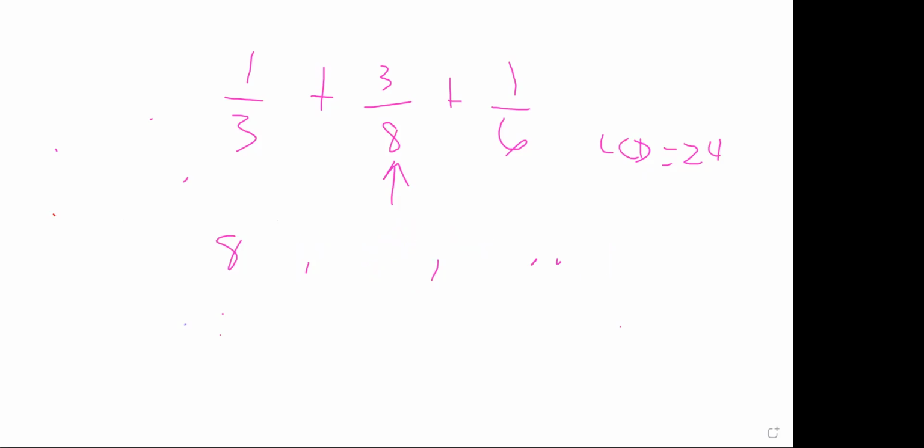So now I'm going to set up all the fractions to have denominators of 24. So for the first one, 1/3, I have to multiply by 8 over 8. So 8 over 8 times 1/3 plus. For 8 as the denominator, 8 times 3 is 24. So I have to multiply by 3. So I do 3 over 3 times 3 over 8 plus. For 6, it's 4. 6 times 4 is 24. So I'm going to do 4 over 4.